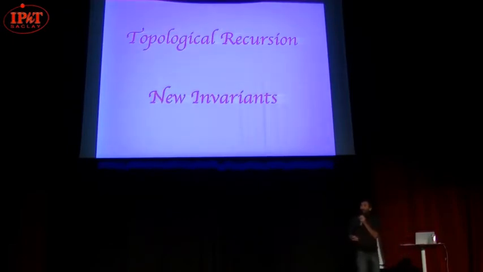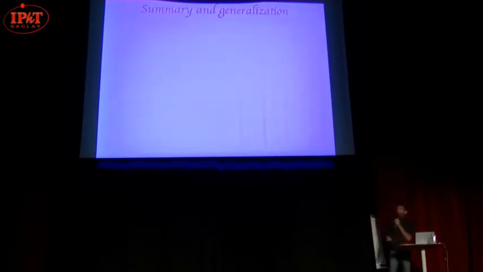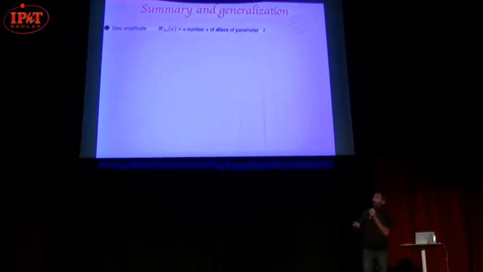So now we have seen two examples where we find very similar formulas. So let me summarize what we had. Imagine we have already computed the disk amplitude, so the number of surfaces with genus 0 and one boundary.